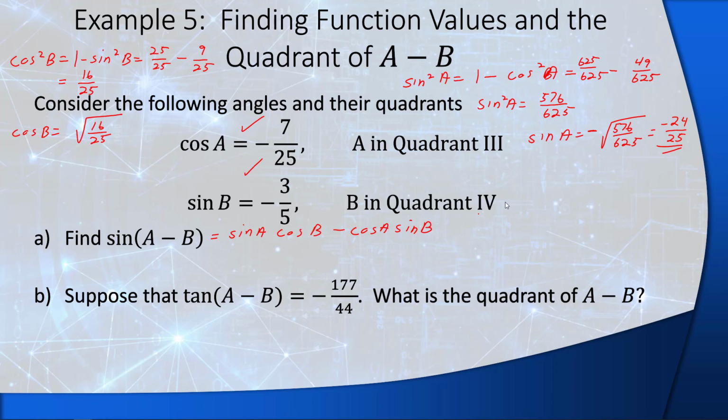If B is in quadrant 4, cosine of B will be greater than 0, and if A is in quadrant 3, sine of A will be less than 0. Okay, so evaluating this, we will have that the cosine of B is equal to 4/5. So we have the sine of A, it's right here. We have the cosine of B, it's right here, so we can figure the rest of this out.